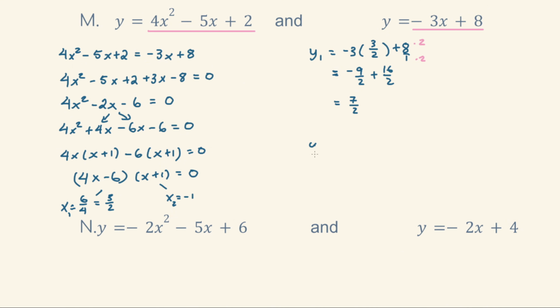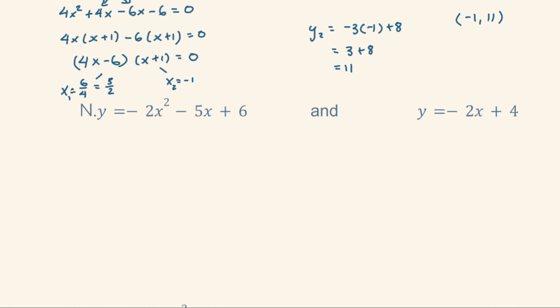Now for my second solution, we've got x2 equals minus 1. So we've got minus 3 times minus 1 plus 8. This multiplies out to positive 3 plus 8, which gives you 11. So my first solution is 3 over 2, 7 over 2. And my second solution is negative 1 and 11.